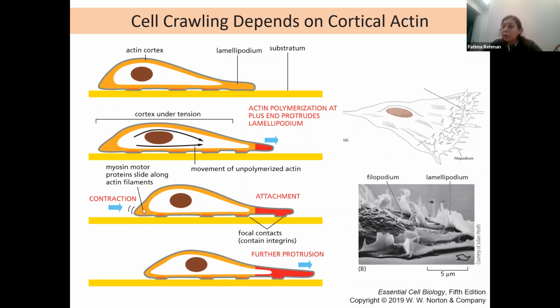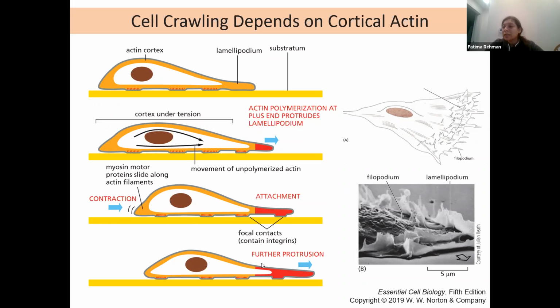Another thing that helps in this movement is the help of myosin motor proteins that help those actin filaments that are inside it slide against each other and move in the direction of the polymerization. So it will continue to do that until the signal stops. Until then, it would continue to move.